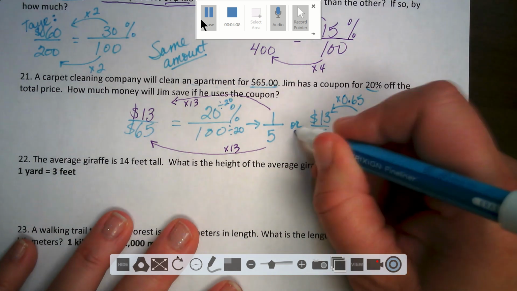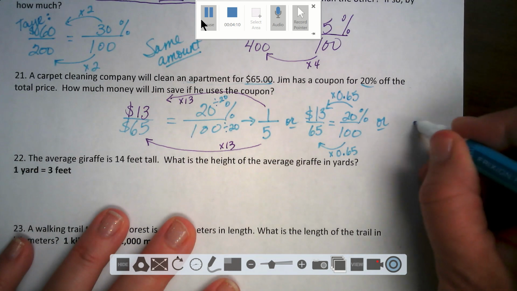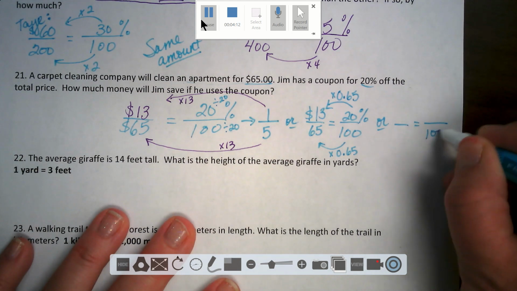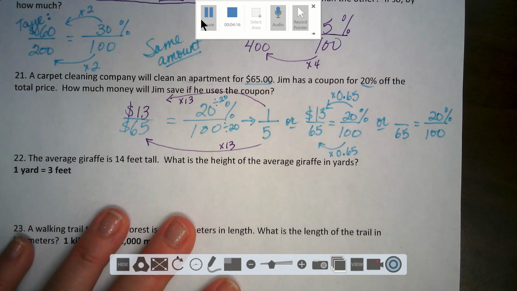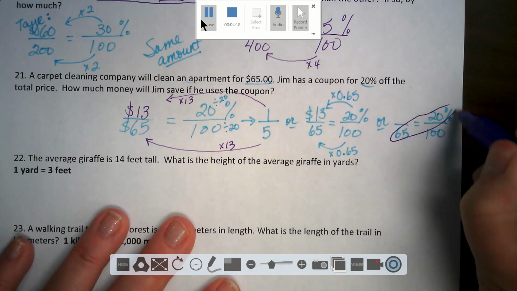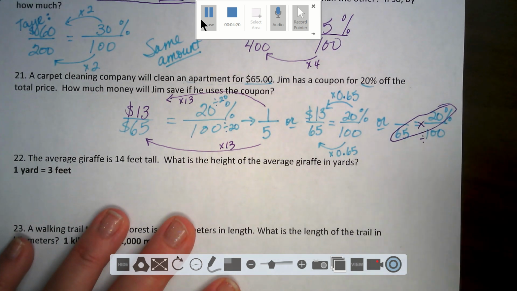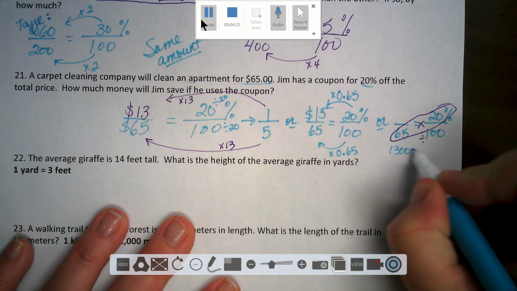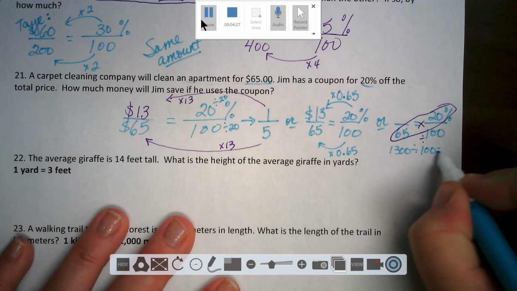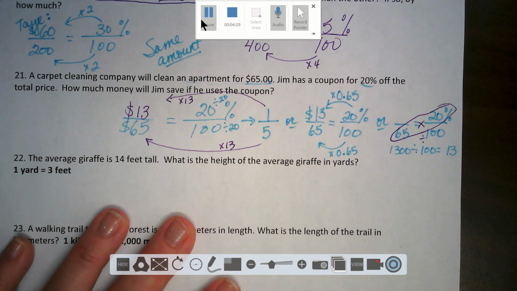Or, but wait, there's one more. We can set it up and we can multiply across and divide by what's left, which would give you 1,300 divided by 100, which gets you to 13.